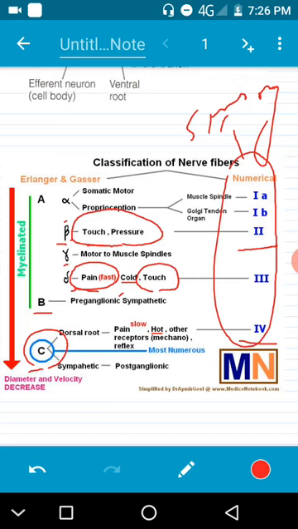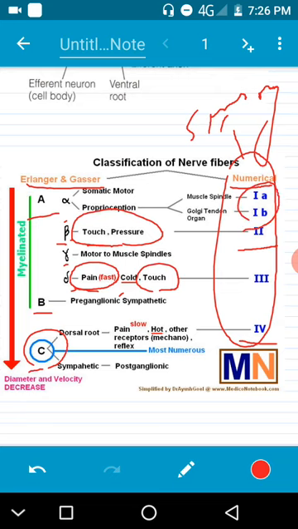And proprioception is the fastest traveling sensation, thanks to the sensation being carried by the A alpha kind of fiber in the Erlanger classification, and in the numerical classification they fall under 1A and 1B.